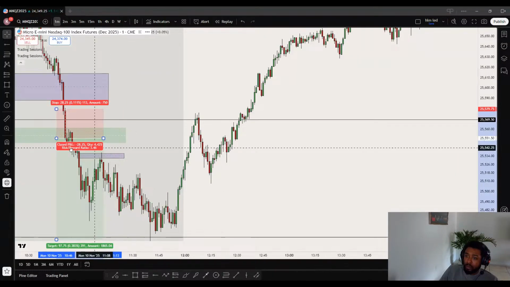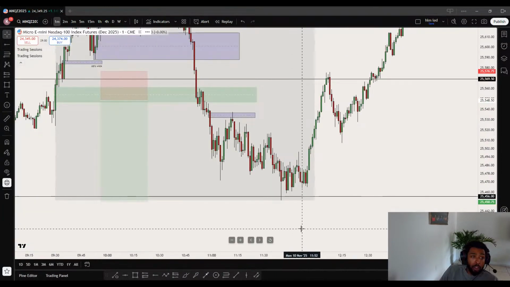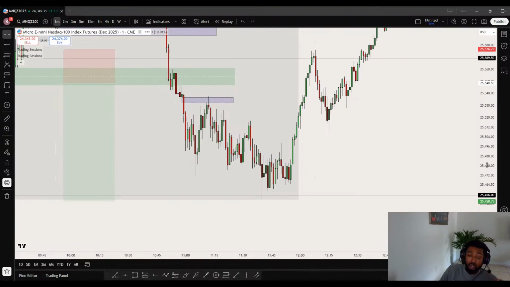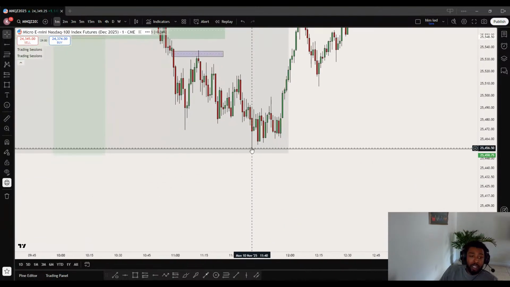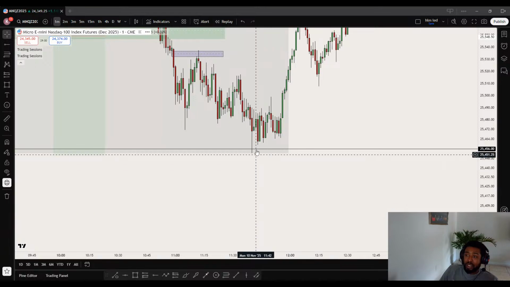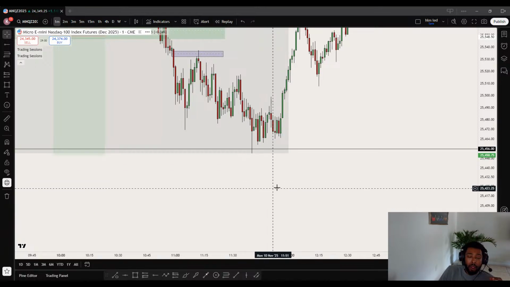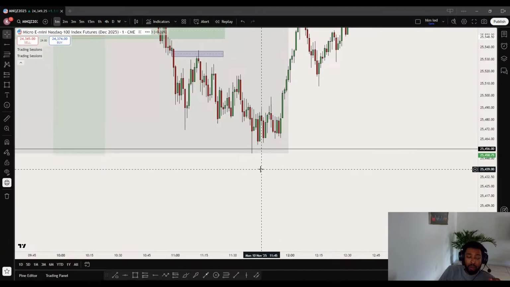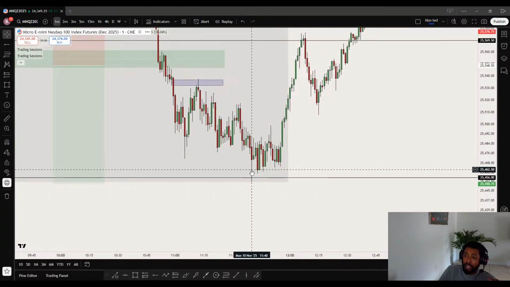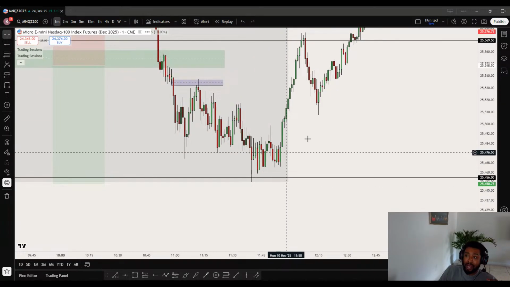Cool. We got a sweep. Remember, no sweep, no trade when you're trading ICT concepts. We have a sweep here, right? If you want to see it go lower, you want to see it expand. You want to see it expand past the lows, right? It never expanded. It swept and came right back up and started consolidating.